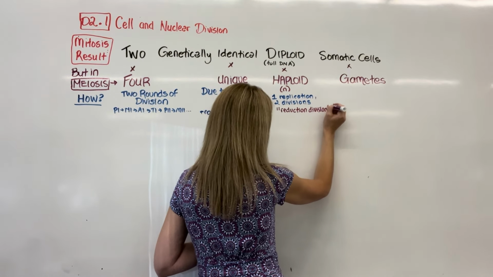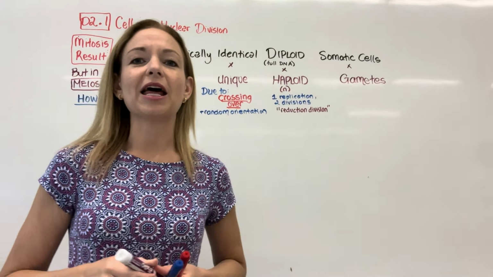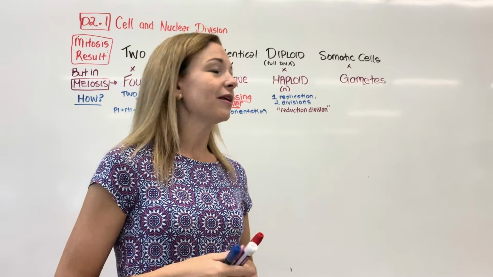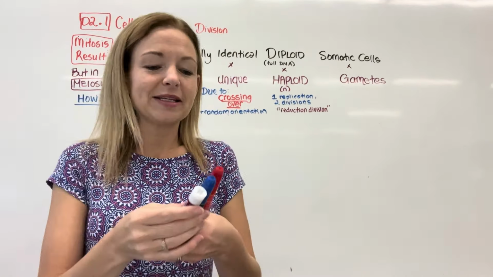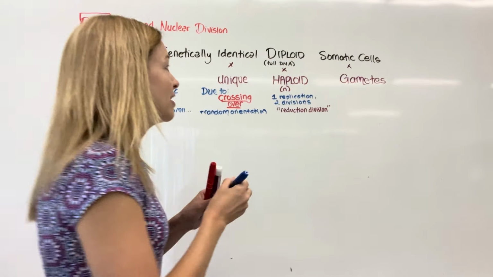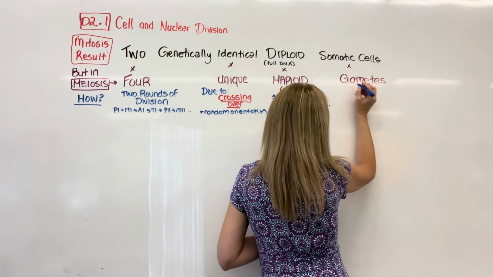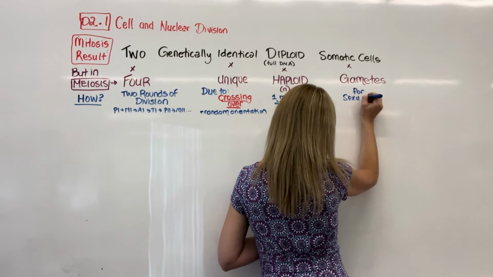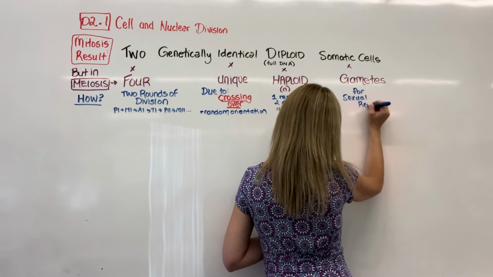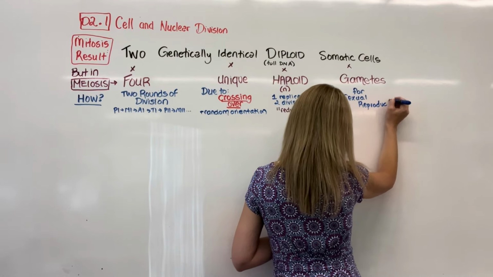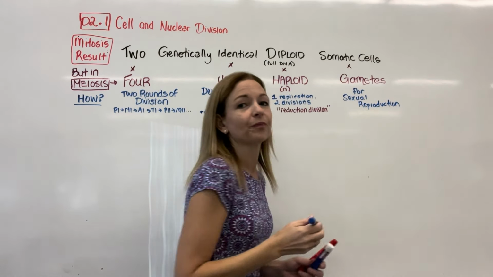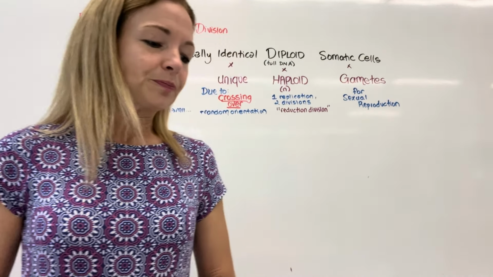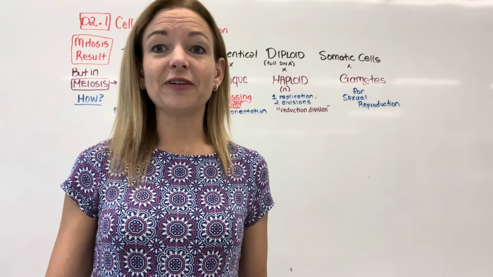So it is a division that does reduce the genetic material. And then we don't really need a how for gametes. Let's just make a note here that these are going to be, it's more of the why. These are going to be used for sexual reproduction so that the actual zygote ends up with the right amount of genetic material. Okay, so basically it's very similar.